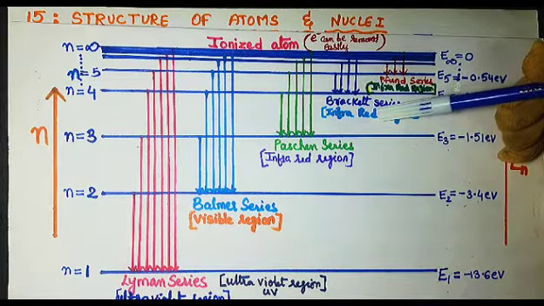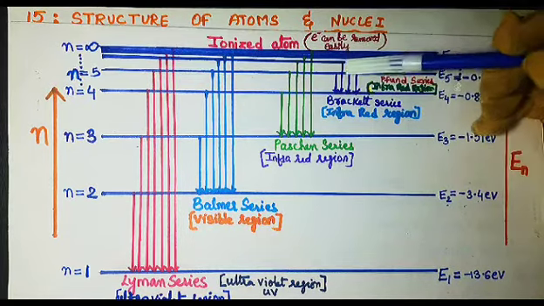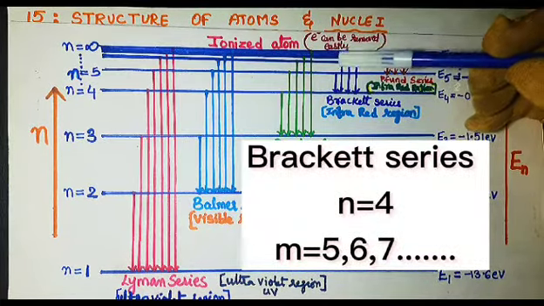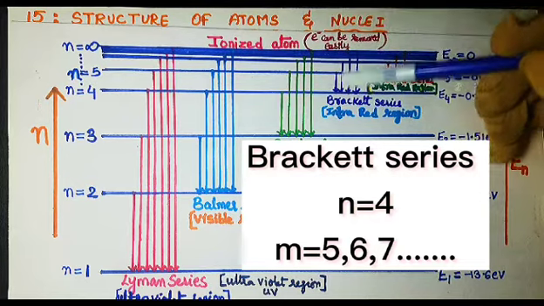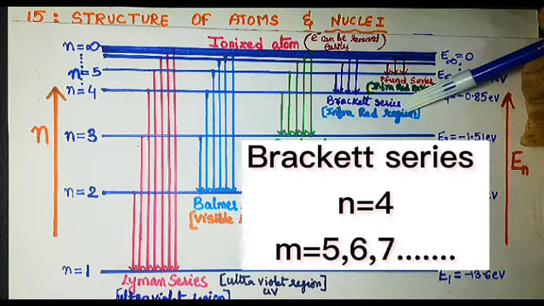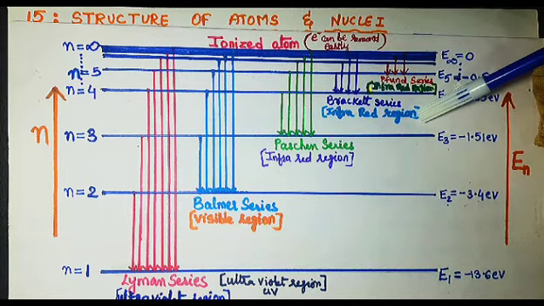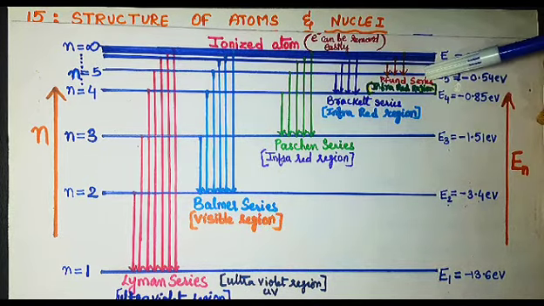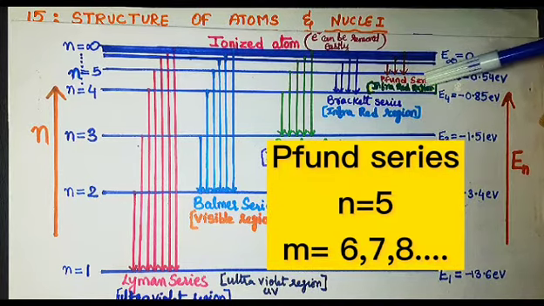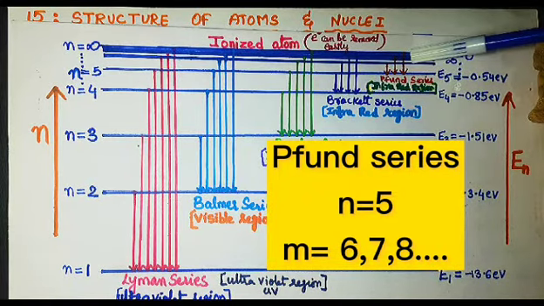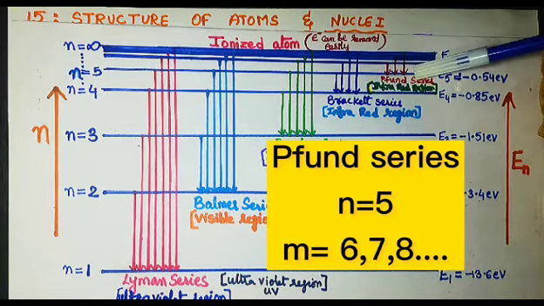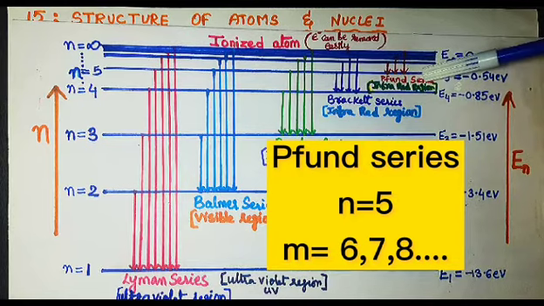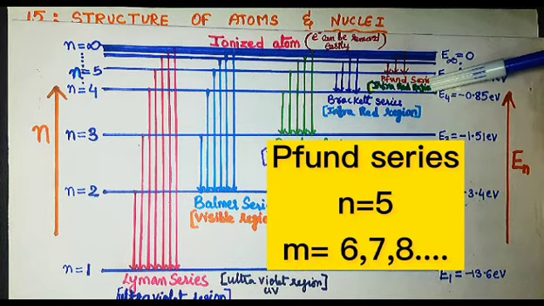Now the Brackett series. When the electron jumps from higher orbit, that is orbit number 5, 6, 7 and so on, to the lower orbit, that is n is equals to 4, you will get the vertical lines of a series called as Brackett series. This series lies in the infrared region. Now the last series, that is the Pfund series, when the electron jumps from the higher orbits, that is orbit number 6, 7, 8 up to infinity, to the lower orbit, that is orbit number 5, that is n is equals to 5, you will get vertical lines of series called as the Pfund series. This series also lies in the infrared region.